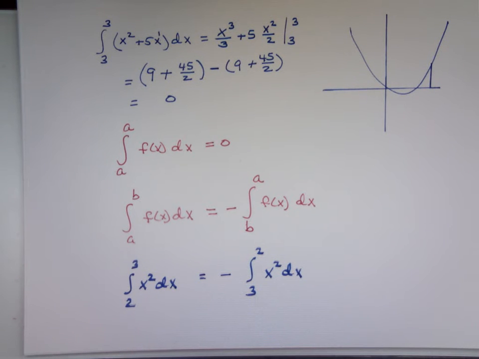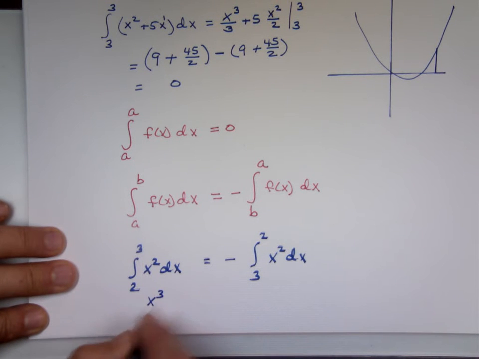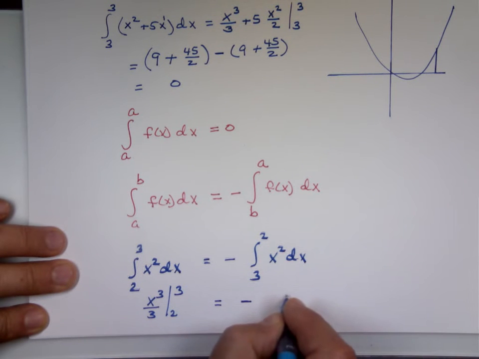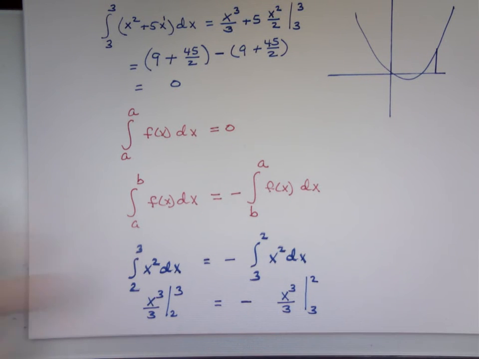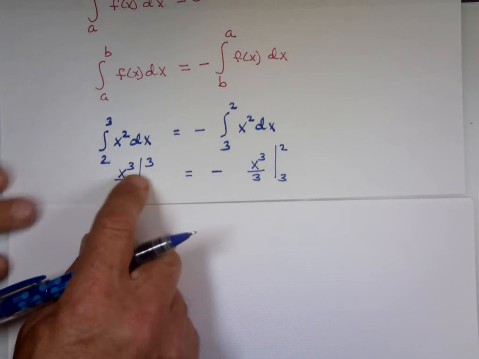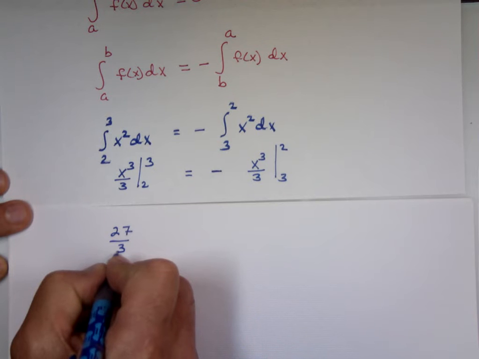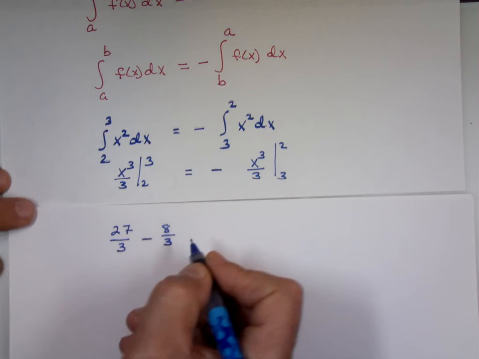Well, let's see. Integrate that, that'll be what? X cubed over 3 from 2 to 3. Here's the minus sign. This will be what? X cubed over 3 from 3 to 2. Let's see what this one is giving me. When x is 3, that's what? 27 over 3, which is 9, minus, when x is 2, that's 8 over 3. Is that 19 over 3?